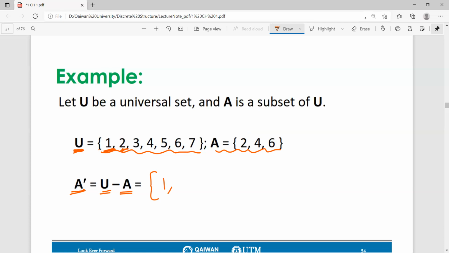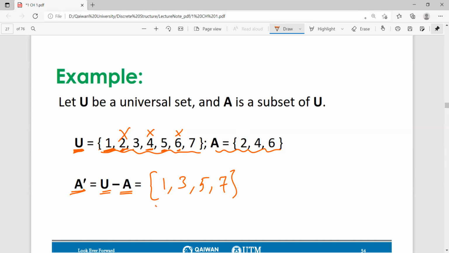2 is in A, so you don't write this one down. 3 is not in A. We write it down. Then 4 is in A. We don't write it down. 5 is not in A. We write it down. And 6 is in A. So 7 is not in A. These elements are A complement.